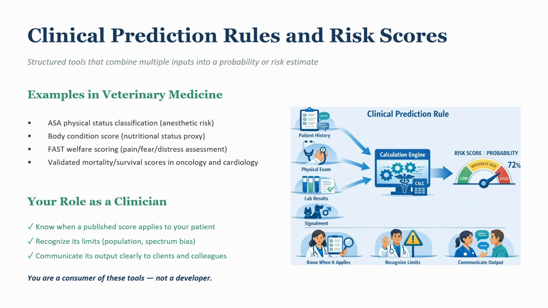It means recognizing limits. A score developed in a tertiary referral population may not calibrate well in general practice for exactly the same spectrum bias reasons we just discussed. And it means being able to communicate the output clearly. This score puts your animal in the high-risk category, which means approximately 40% of similar animals in the study did not survive to discharge. Clinical prediction rules are not magic. They're formalized probability estimates, and they carry all the same interpretive considerations we've been discussing throughout this unit.